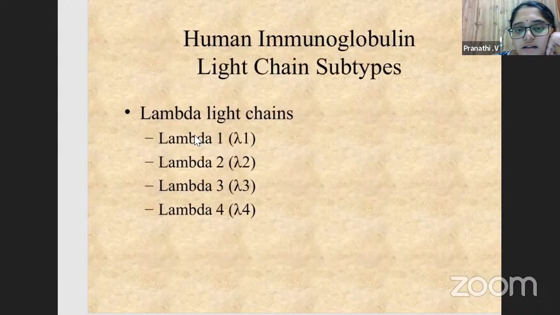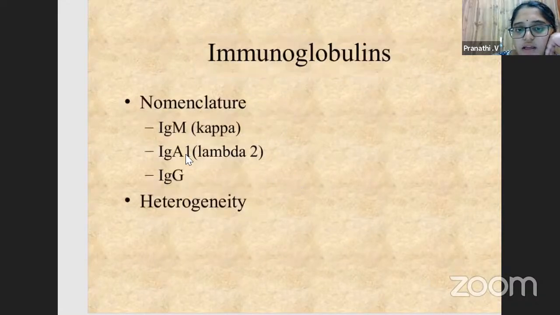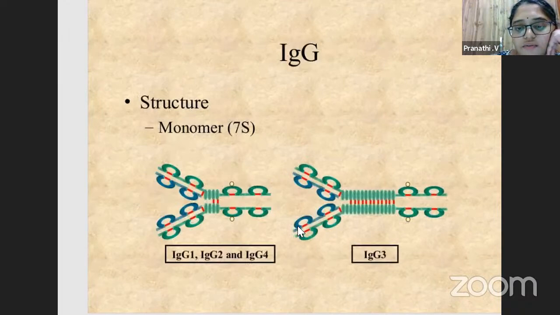Again, lambda has 1, 2, 3, 4 types. And like I told you, when you come to the nomenclature, IgM has a kappa light chain. IgA1 has a lambda 2 type of light chain. So this is the variable light chain. This again is of two types, like I told you, kappa and lambda.